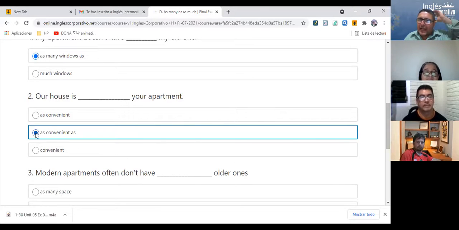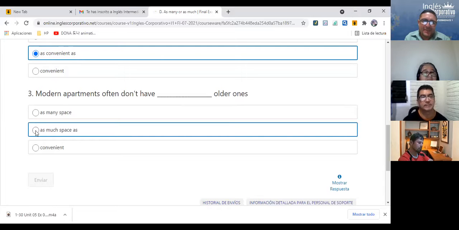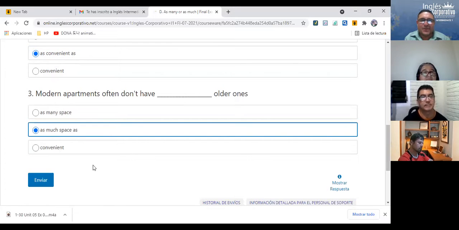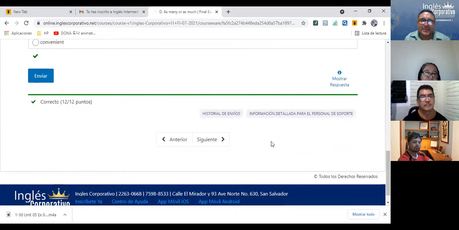Or you can say San Miguel is as far as Usulután. So that means that San Miguel and Usulután, they got the same distance. Yes. Right. And you go to number three, modern apartments often don't have as much space as older ones. So you send it and all the answers are right.